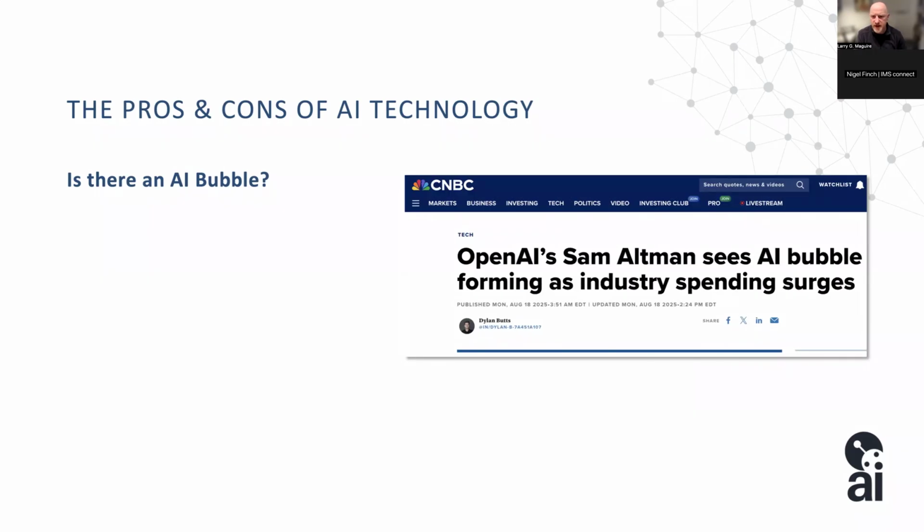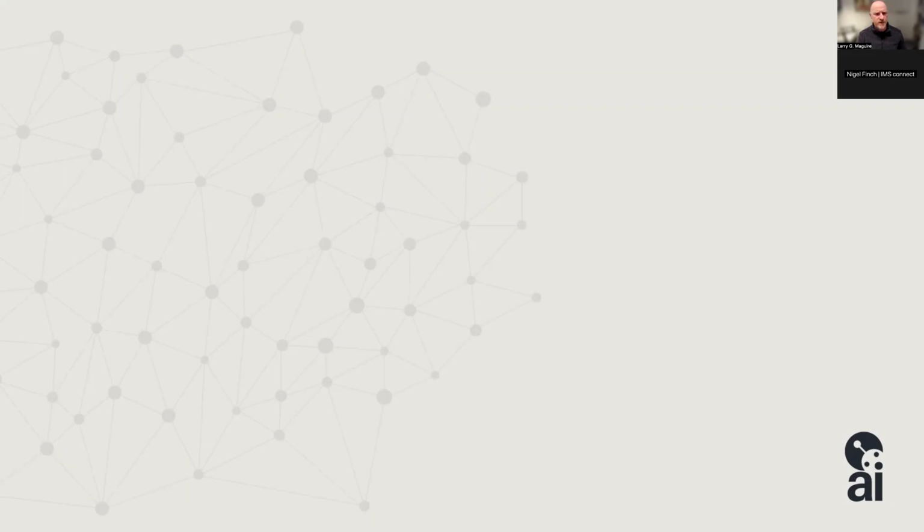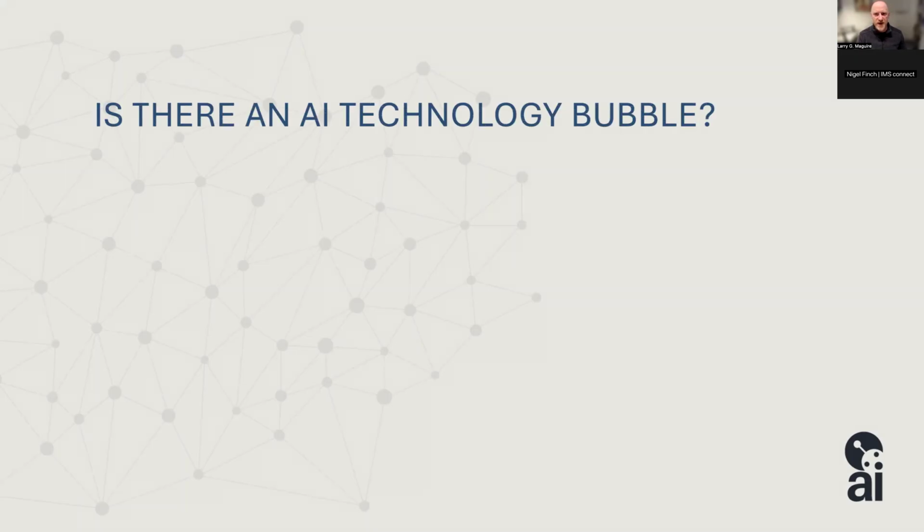Is there a bubble? Last couple of slides, and then we'll get on to the practical work. Well, there are plenty of reports that there is a bubble forming, and it can be potentially catastrophic if it bursts, if and when it does. So be wary about where you're putting your pension funds.